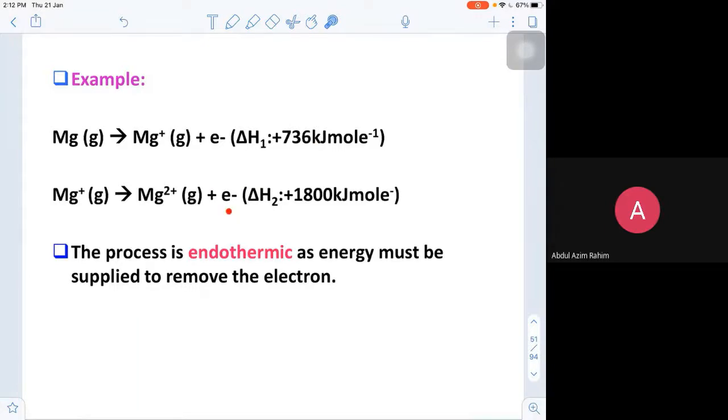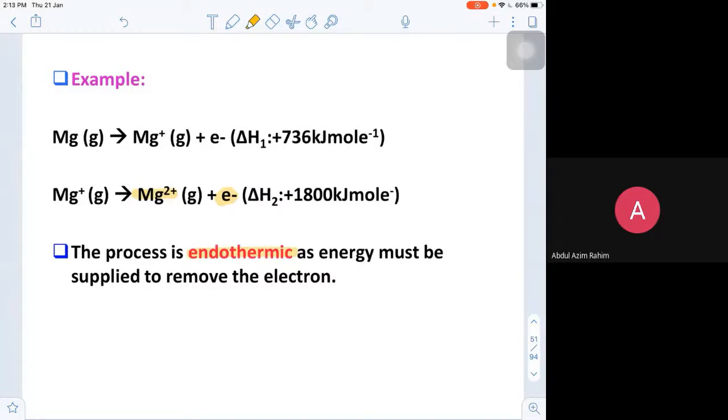And then we remove the second electron, which means that this is the second ionization energy. How do we know that this is the second ionization energy? Look at the product that is formed. It is forming the Mg2+ ion, so this is the second IE. Then the energy is 1800 kilojoules per mole. It means that to remove 1 mole of this electron, it requires 1800 kilojoules of energy. And this process is endothermic.